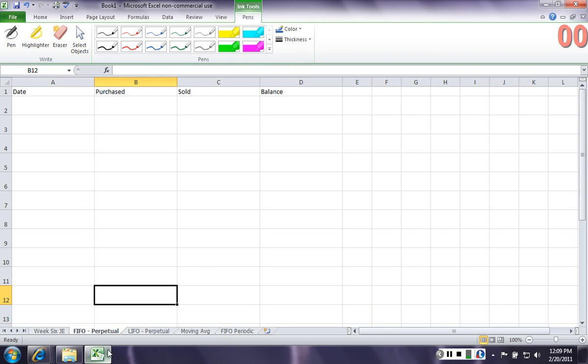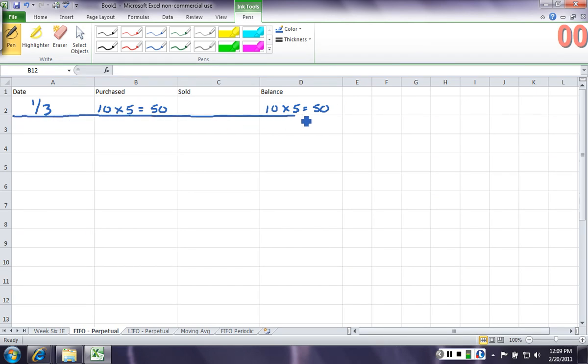The first thing that you have to do is go ahead and finish this schedule that we're always going to use when we do perpetual. So we have a column for what we purchased. The first thing we did is we purchased 10 units at $5 for a total of $50. So now we have 10 at $5 for a total of $50. I find it's easier to keep track of this if you draw a line every time you have a transaction so you can see where you're going.